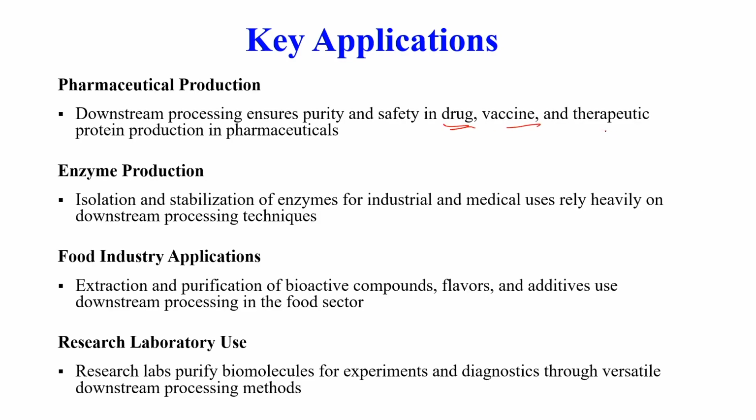It may be pharmaceuticals, various drugs, vaccines, therapeutic proteins. It may be enzymes, isolation of enzymes for industrial and medical applications. In the food industry, it can be bioactive compounds, flavors or additives, and various molecules even for research and diagnosis purposes. In addition to that, if you name any solvent, starting with ethanol, acetic acid, those solvents are also produced and have to undergo different downstream processing steps.